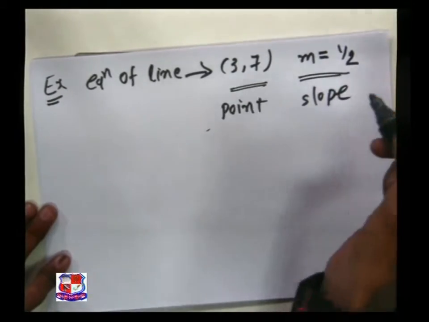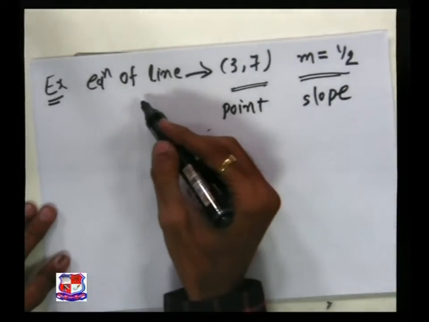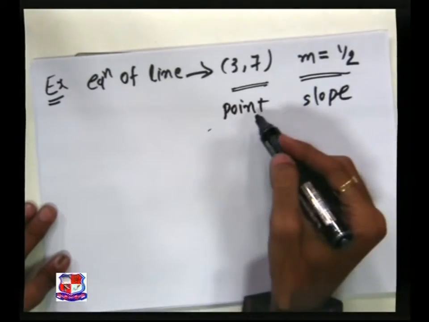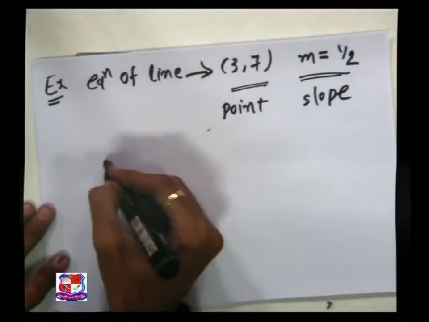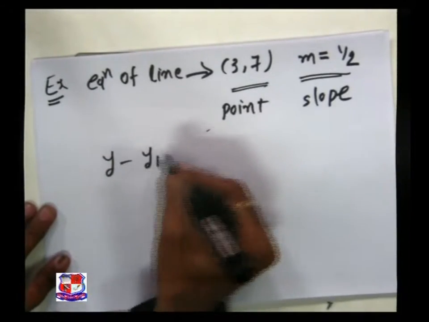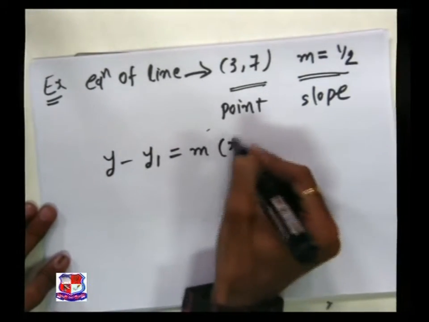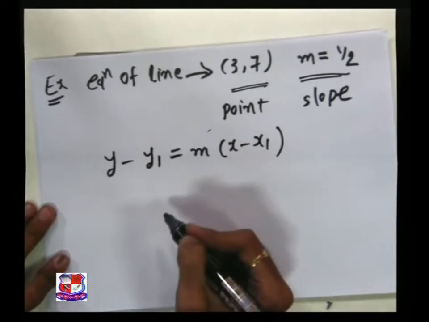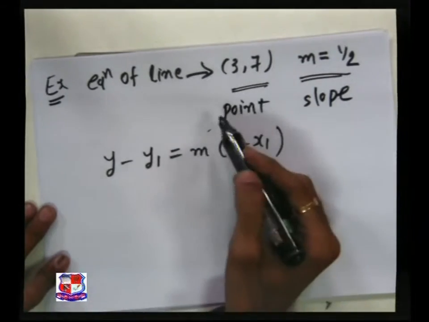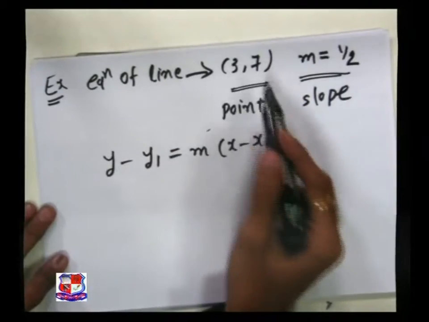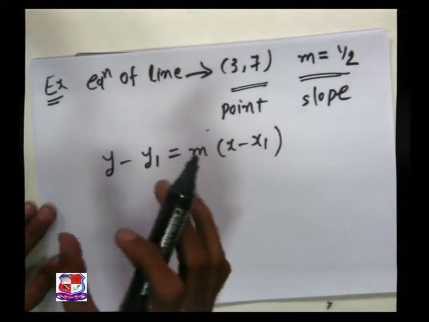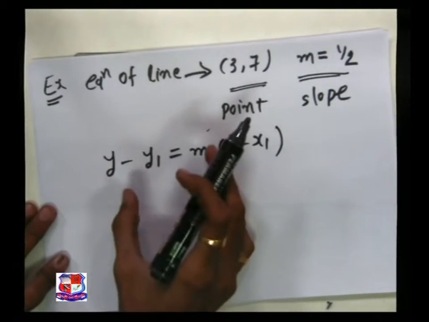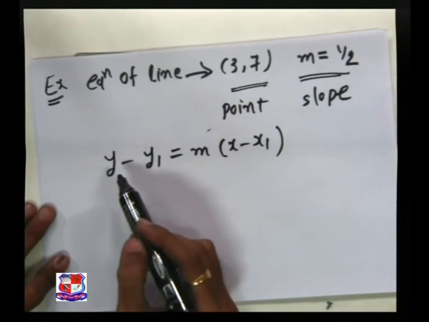So to find the equation of that line we will use point slope form or slope point form, that is given by y minus y1 is equal to m into x minus x1. This is the point slope form. If we have given a point, fixed point, and the slope of the line, and we need to find the equation of that line, then we can use the point slope form.